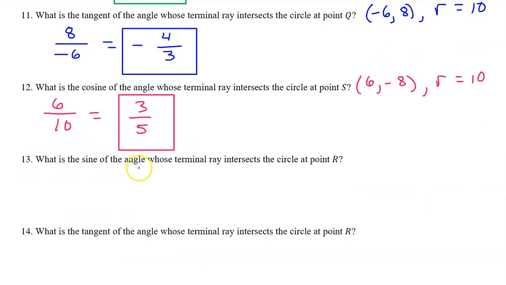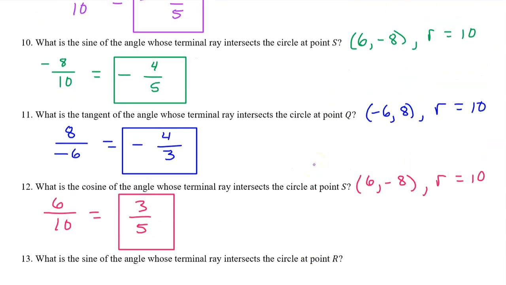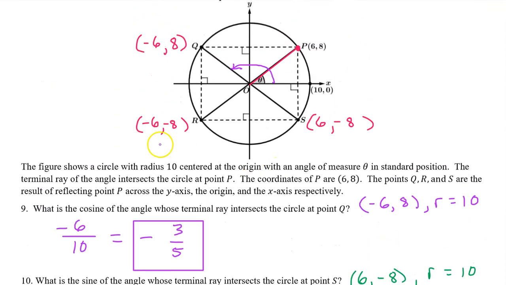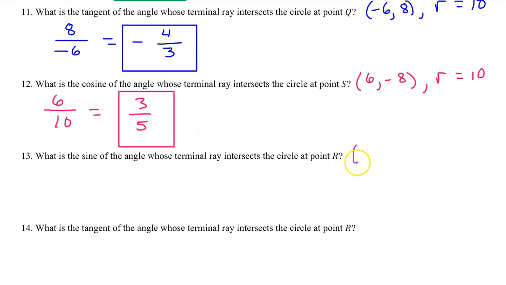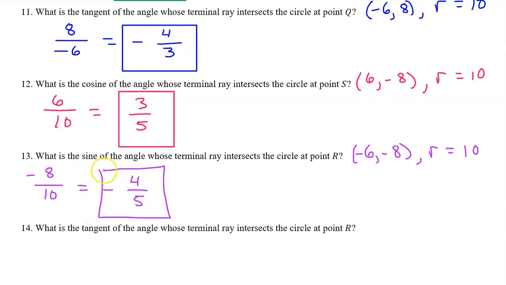13. What is the sine of the angle whose terminal ray intersects the circle at point R? I need to scroll up for point R. Point R was -6, -8. -6, -8, with a radius of 10. The sine of the angle will be the vertical displacement divided by the radius. So that's going to be -8 divided by 10, which reduces to -4/5. That's the answer to number 13.